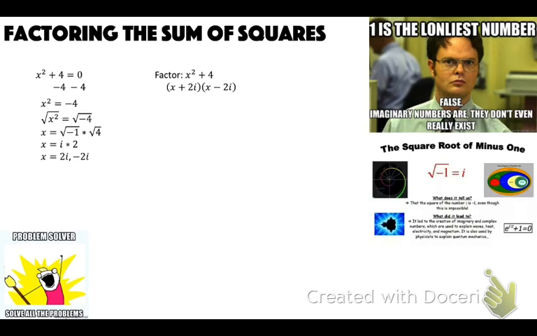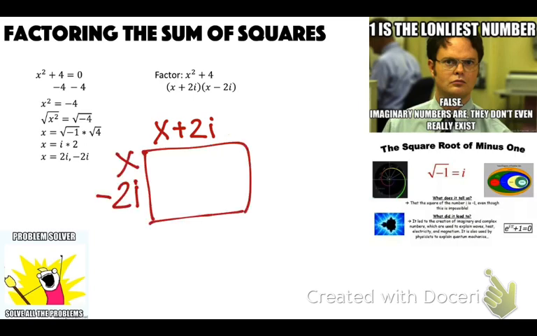Now, we're not going to get a ton into imaginary numbers, but I just want to show you real quick that this works because I feel like it helps to see, you're not just going to believe me. We need to see it. So x times x is x squared. 2i times x is 2ix. x times -2i is -2ix. And 2i times -2i is -4i squared.